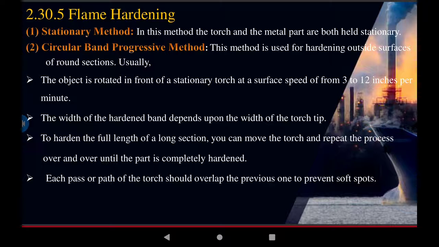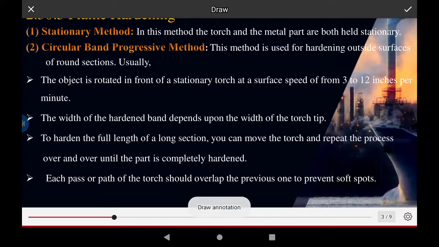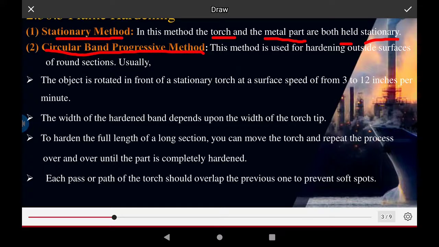Flame hardening. What is the meaning of flame hardening? There are two methods. Stationary method: in this method, the torch and metal part are both held stationary. Circular band progressive method: this method is usually used for hardening the outside surface of round sections.